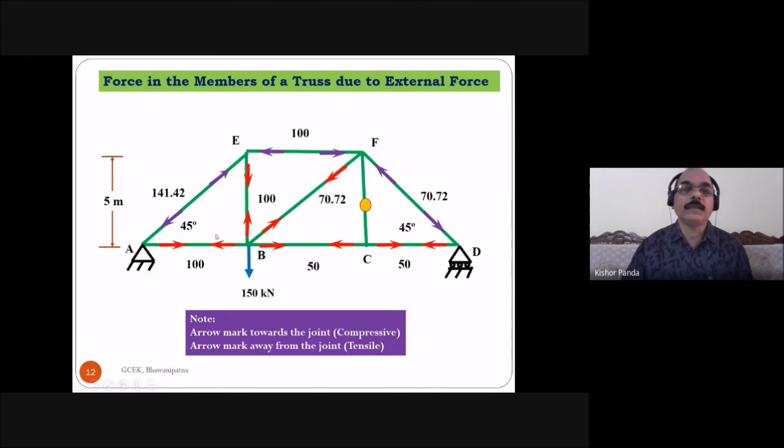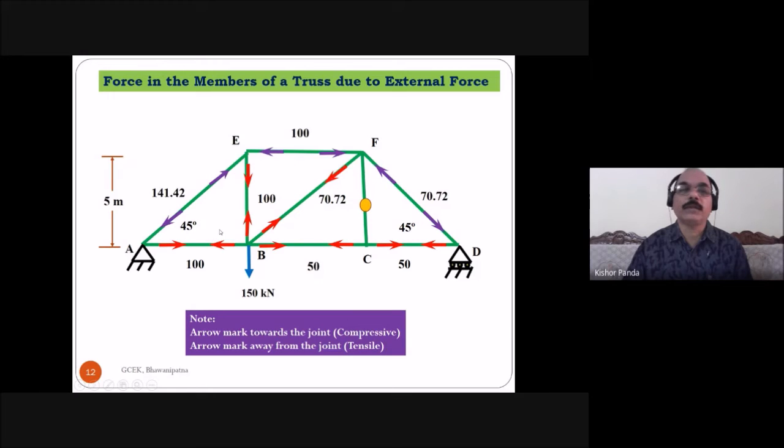Then you write here the force in the member AB is tensile, and this force is 100 kilonewton, and the force in the member BC is tensile, 50 kilonewton, and force in the member CD is tensile, 50 kilonewton, and force in the member EB is tensile, 100 kilonewton, and force in the member BF is tensile, 70.72 kilonewton, and force in the member AF is compressive, 141.42 kilonewton, and the force in the member EF is compressive, 100 kilonewton, and force in the member DF is compressive, 70.72 kilonewton. These three are the compressive forces, and these are the tensile forces.